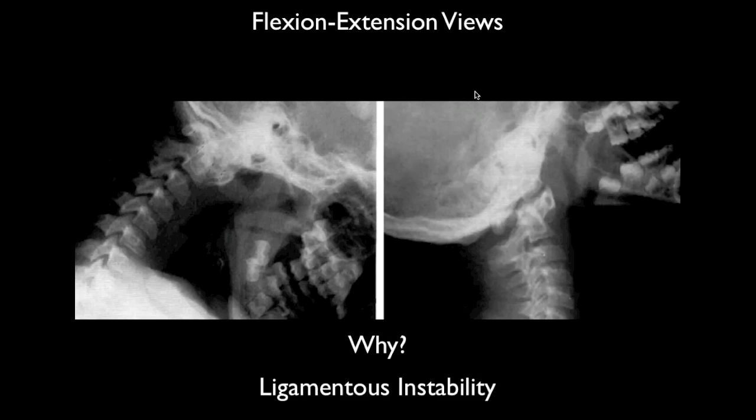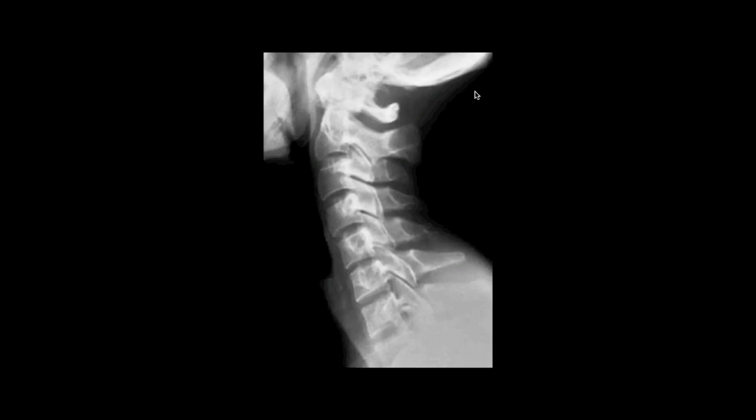What we're looking for is ligamentous instability. Okay, we're looking particularly for the longitudinal ligaments here. This is separate from the transverse ligament we just mentioned. We're looking for instability in the longitudinal ligaments. So where on earth do we find these?